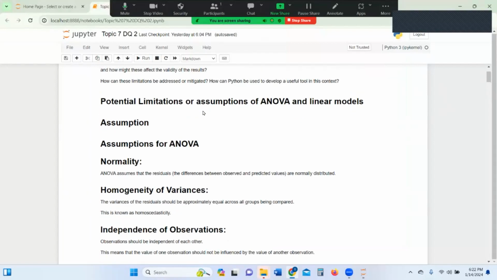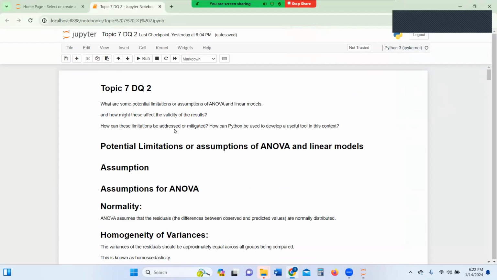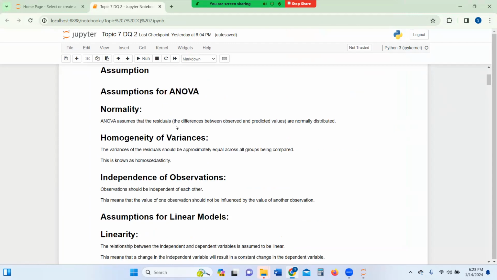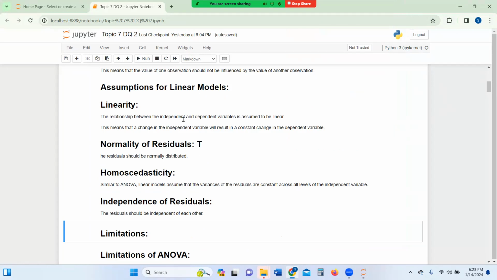For this assignment, the assumptions of ANOVA are normality, which assumes that the residuals are normally distributed. For homogeneity of variances, the variances of the residuals should be approximately equal across all groups being compared. Independence of observation requires that the observations should be independent of each other.